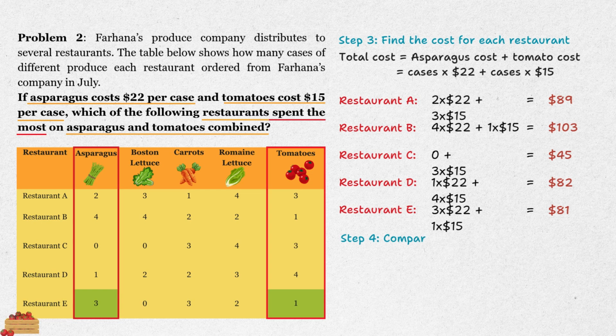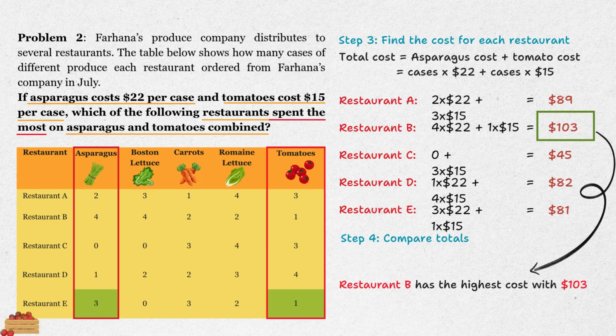Now we compare all those totals. Which restaurant spent the most money? Restaurant B, with $103 spent on asparagus and tomatoes. Go ahead and circle that result. So our final answer is Restaurant B spent the most overall, with $103.